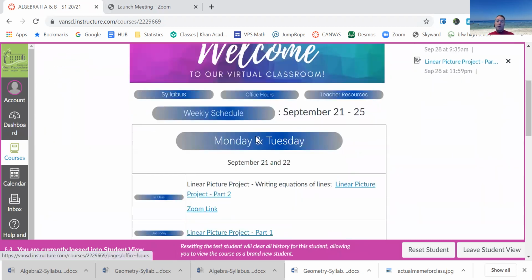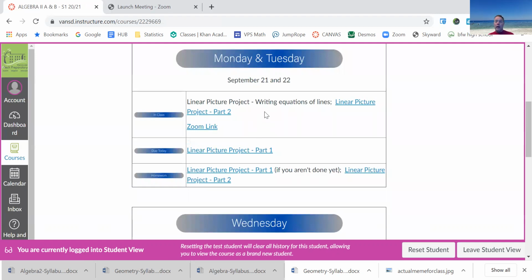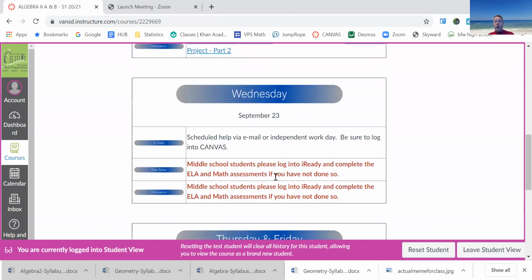Our weekly schedule will always look the same. We're going to have what's going on in class, what's due at any particular point in time, and then what we're working on. This week, at least the week that I'm recording this, is the last week we're working on this project that we've been working on for the last two or three weeks, making a picture with line segments. So that's what their homework is.